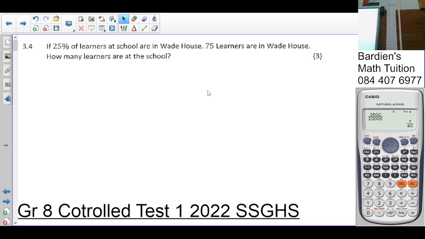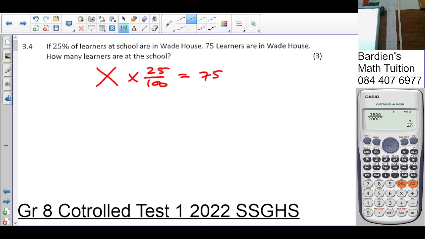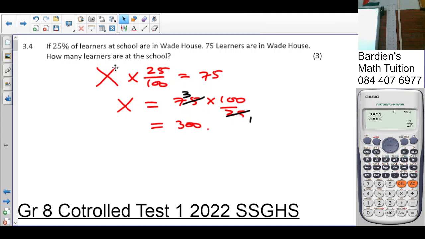How many learners are there in the school? So the total number of learners times 25%, 25 over 100, is equal to 75. You see that? So how do I get the number of learners? The number of learners is going to be 75 multiplied by 100 over 25. 25 goes into 25 once, 25 goes into 75 3 times, and 3 times 100 is 300. So there are 300 learners at our school.